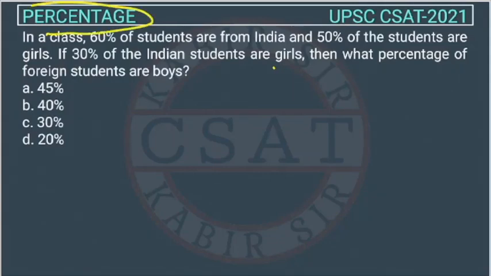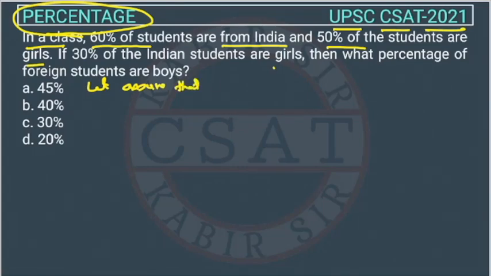So this is a question of percentage asked by UPSC in CSAT paper of 2021. In a class, 60% of the students are from India, 50% of the students are girls, right? As you know, whenever we do a percentage question, it's easy to consider the figure as 100. So let's assume that the total number of students in the class is 100. So now there are 100 students.